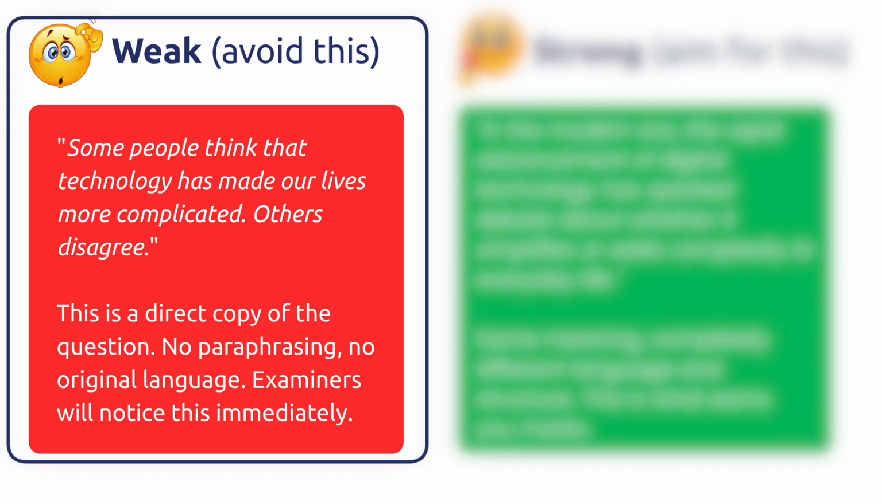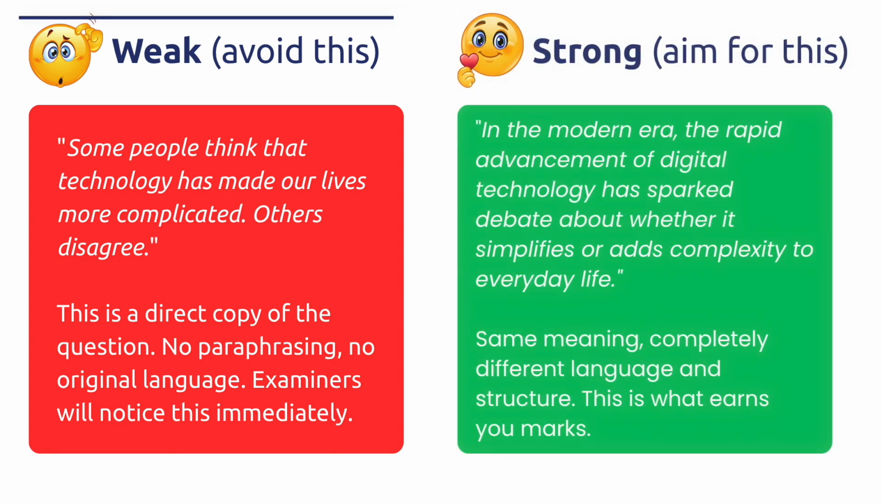We've looked at some examples to show you how to do it. Now, let's just finish off the video by looking at a bad and a good background statement. We'll start with a weak background statement. Here it is. Some people think that technology has made our lives more complicated. Others disagree. Now, this one is a direct copy. There is no paraphrasing, no original language. Examiners will notice this immediately and they will lower their expectations for the rest of the essay.